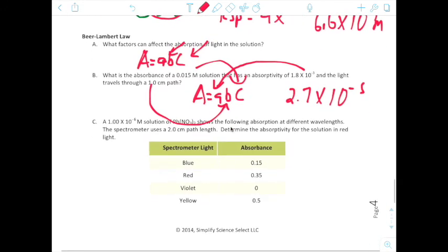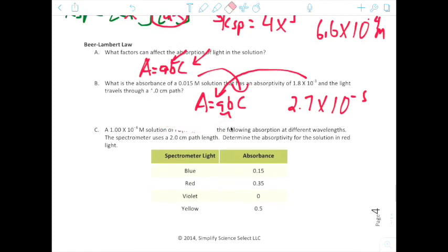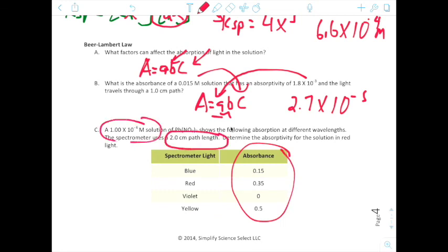Now in C, you're going to do the exact same thing that we just did, except you're going to solve for a different value. You're going to solve for A. So you have your absorbance here, you have your path length of 2, and you have your concentration of 1.0 times 10 to the sixth. So you're going to take A equals ABC and solve for A, which is going to be A over BC. When you do that, you should get an answer of 175,000.